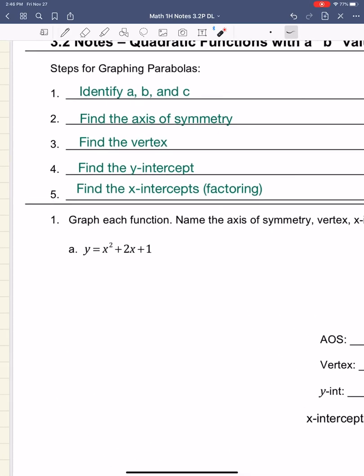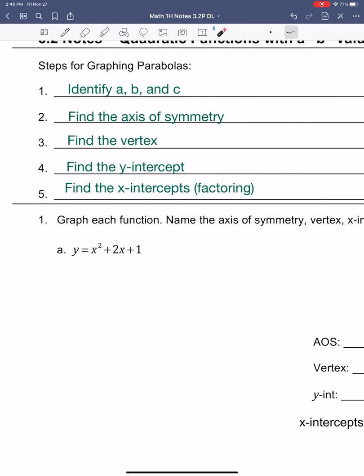We still have the same steps here, so I'll give you a chance to pause the video and write those down. First, identify a, b, and c. Then find the axis of symmetry, find the vertex, find the y-intercept, and then here we have finding the x-intercepts, which is what we did not do yesterday. And notice it says to find the x-intercepts, we're going to use factoring. So that's the t-charts that we've done in the previous unit, and that's the part we didn't do yesterday.